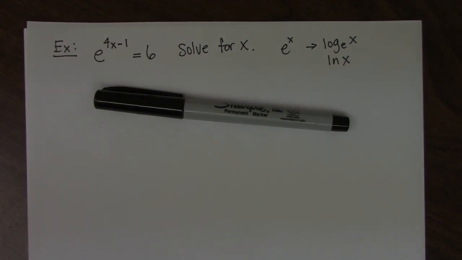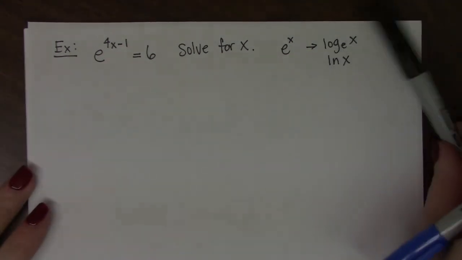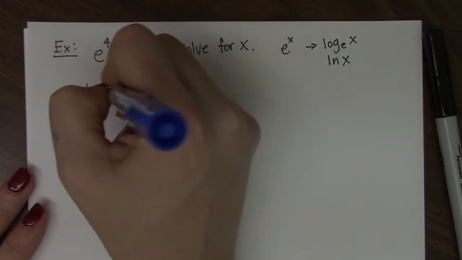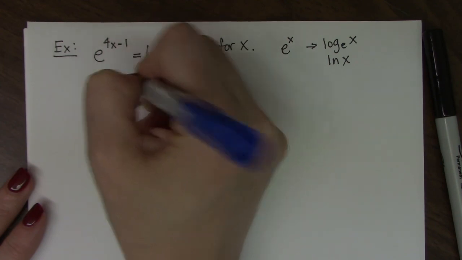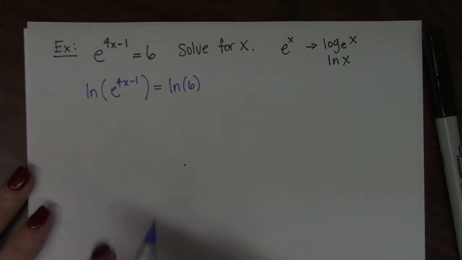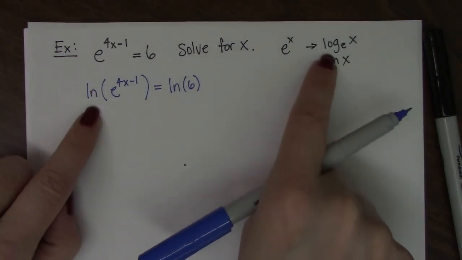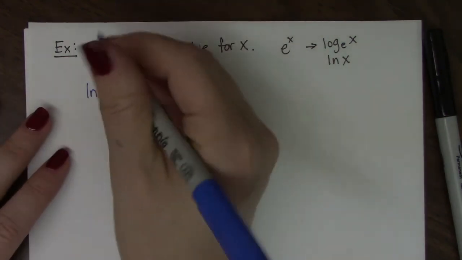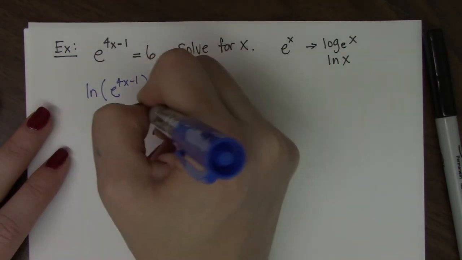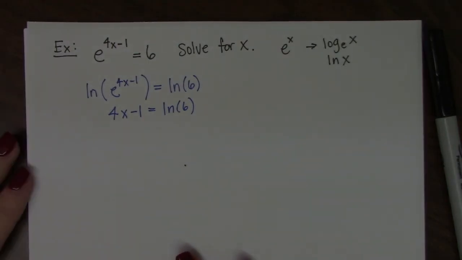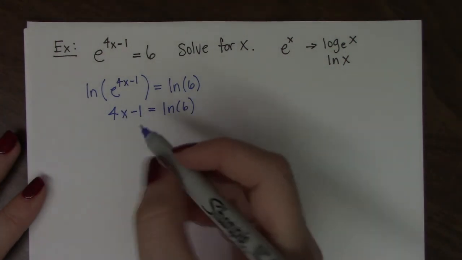So I'm opening a new pen here. Let's do that. As long as I do it to both sides of the equation, we know it's a legal move. So I'm going to take the natural log of e to the 4x minus 1, which also means I have to take the natural log of 6. Since this is actually log base e, the log base e will cancel out the e in the base here, and I will simply end up with 4x minus 1. And now I just solve the equation for x like I would with any other problem. So we're going to add 1 to both sides.